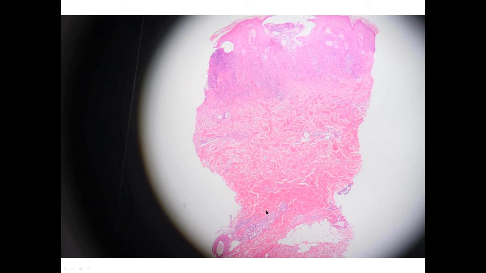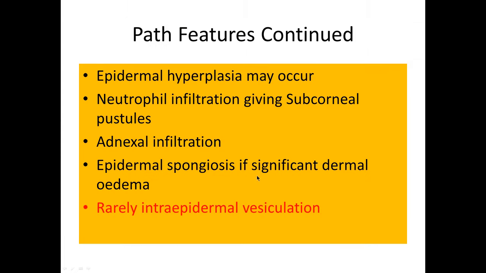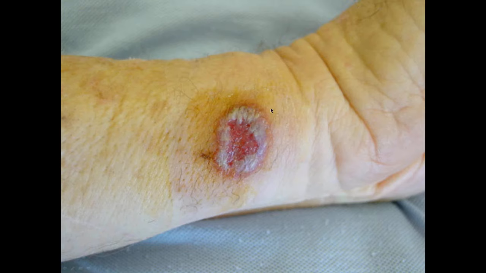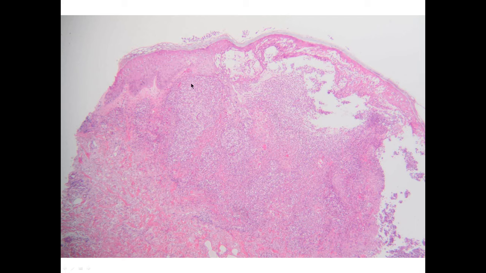Here's another one. And if you look at it, you can see again a pustule that's sort of pressing into the epidermis here. Very, very thin supracorneal layer. And rarely, as I say, intraepidermal vesiculation. If they're going to present with intraepidermal vesiculation, they're often going to have lesions that look a little bit like this, pyoderma gangrenosum-like. And this was the pathology of that particular case here.